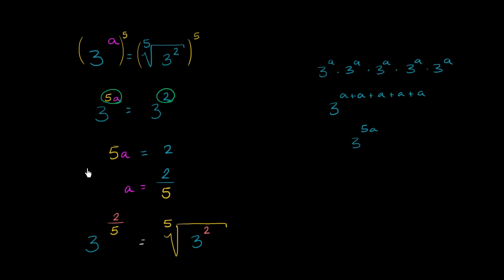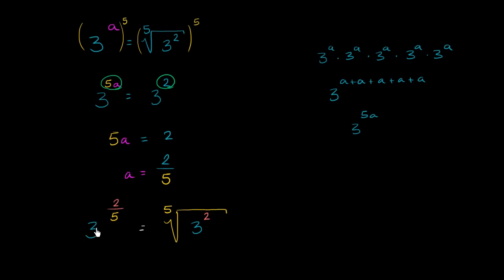Or we could, if you use this property that we just saw right over here, you could rewrite this. This is the same thing as 3 squared, and then you raise that to the 1/5 power. We saw that property at play over here. You could just multiply these two exponents. You'd get 3 to the 2/5 power. And that's the same thing as 3 squared, and then find the 5th root of it.